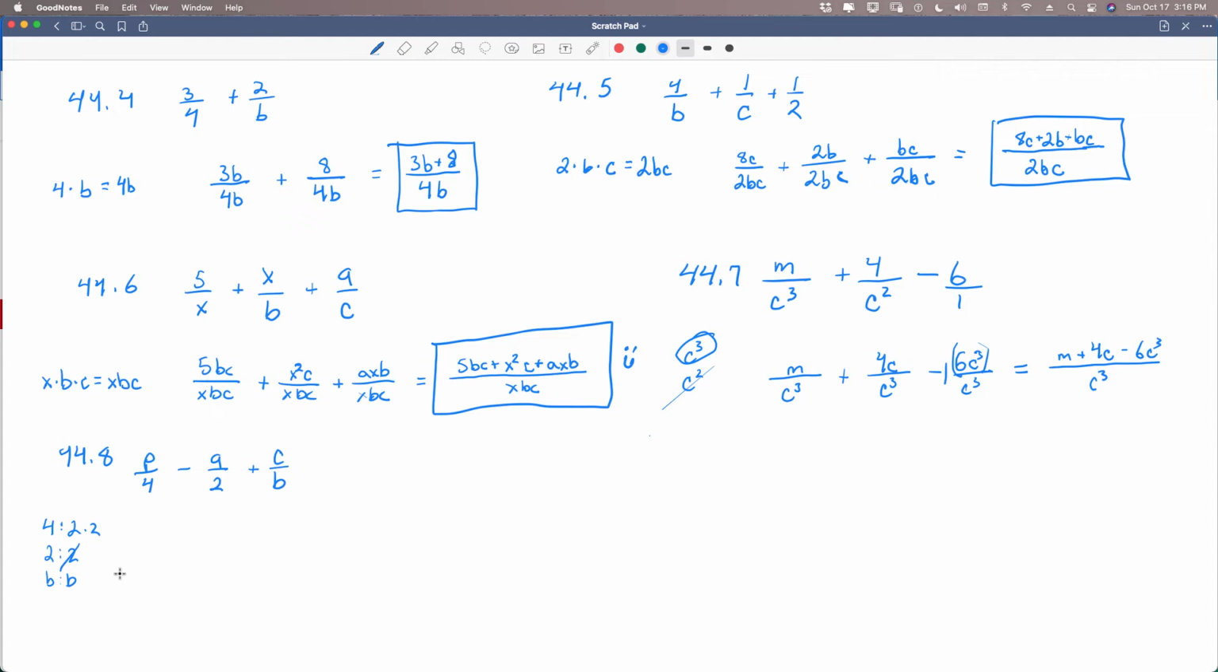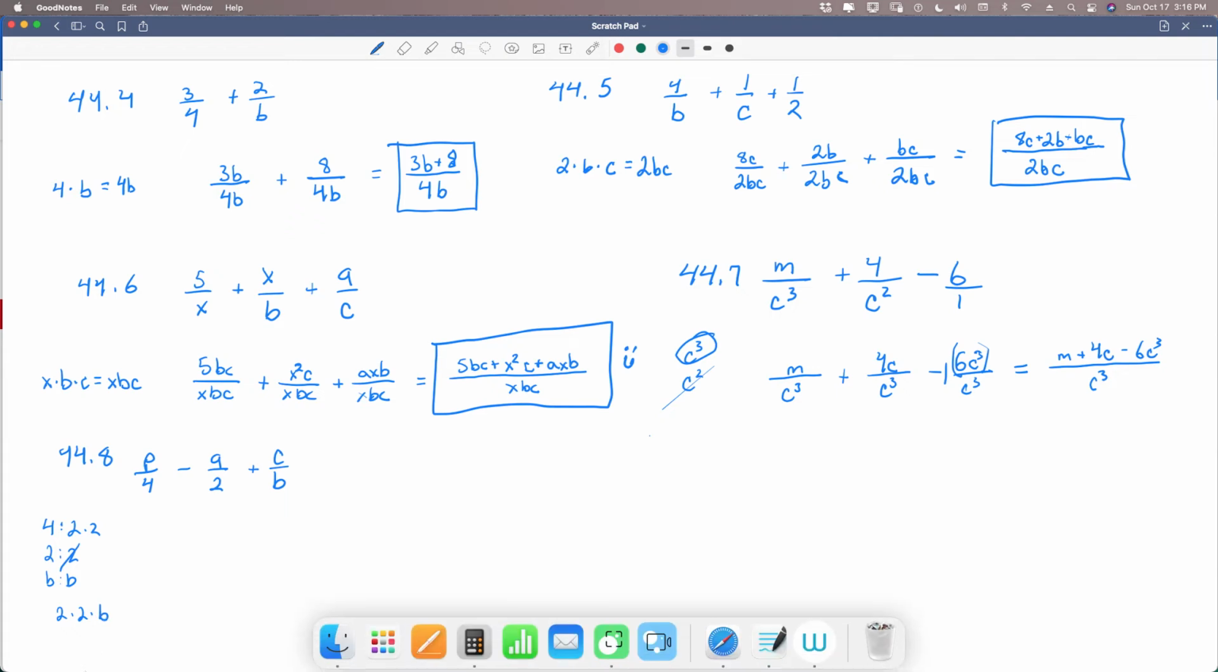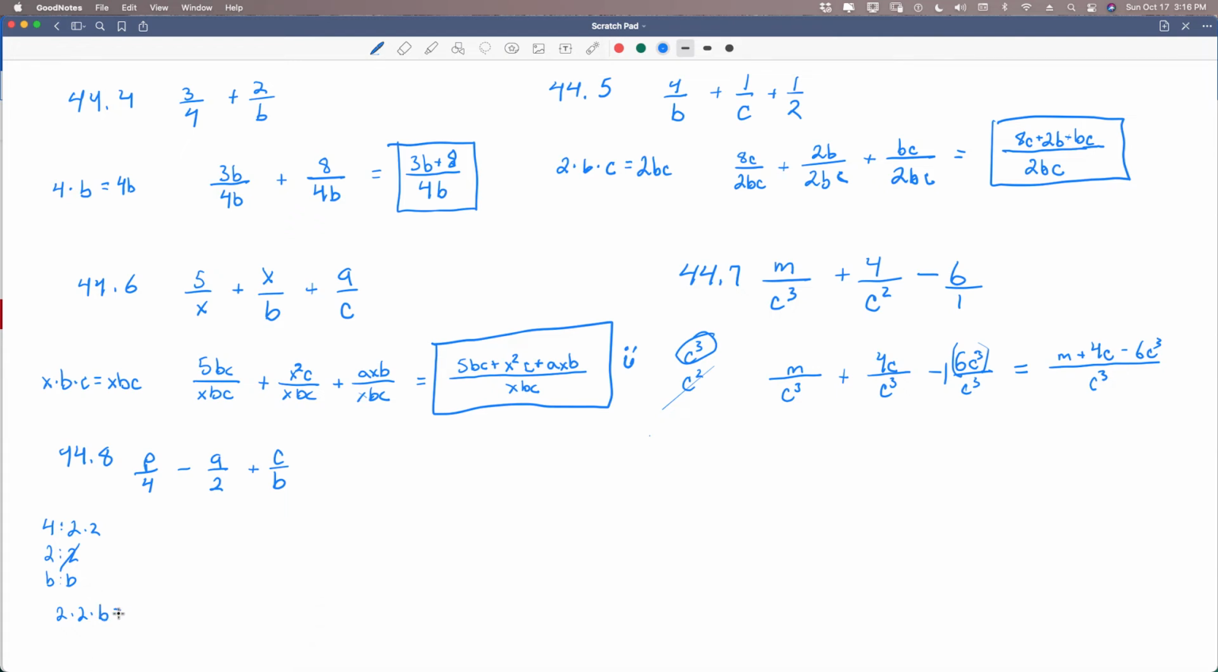We don't have a b anywhere, so we end up with a least common multiple of 2 times 2 times b. That's all of our factors. So it's going to end up being 4b as our least common multiple. So we rewrite this with 4b as the denominator.